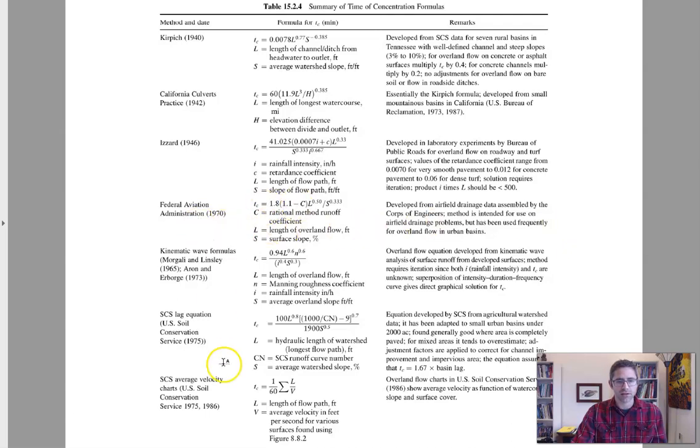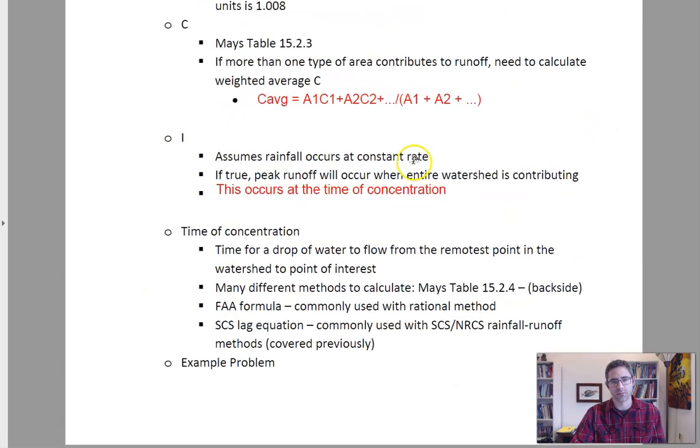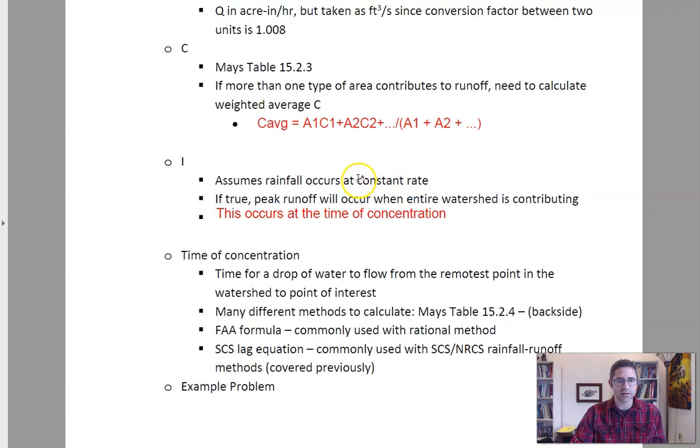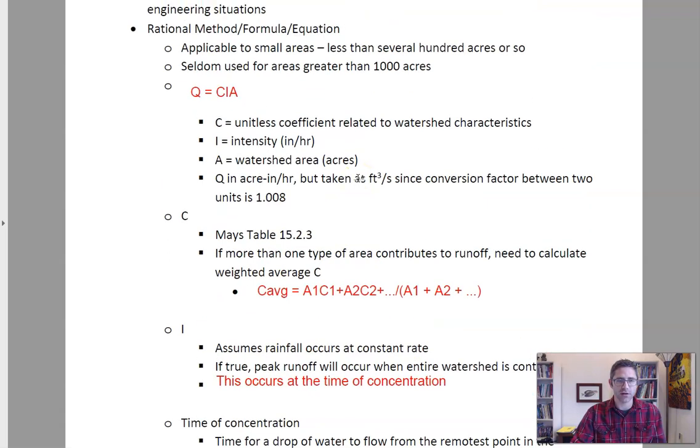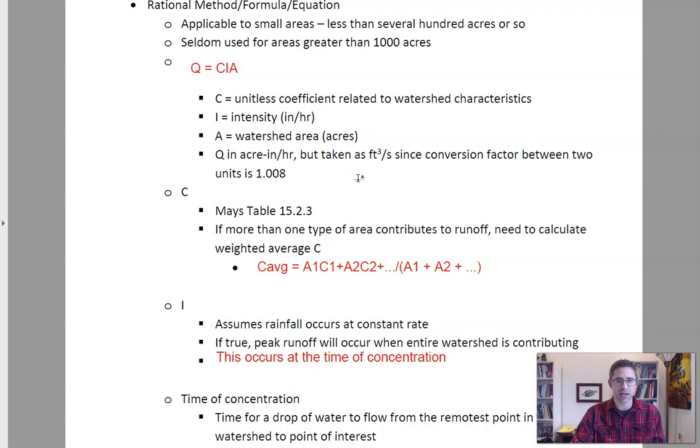So yeah, here's a couple. We'll probably also talk about additional, maybe more accurate methods for calculating time of concentration that might be required in a later lecture. Okay, so that is all, and the next video is going to go through an example problem where we're going to apply this.